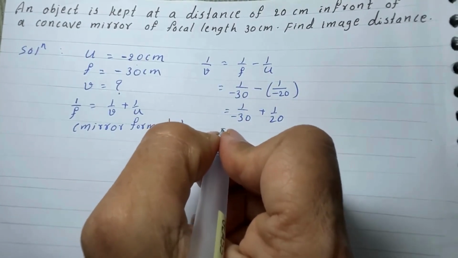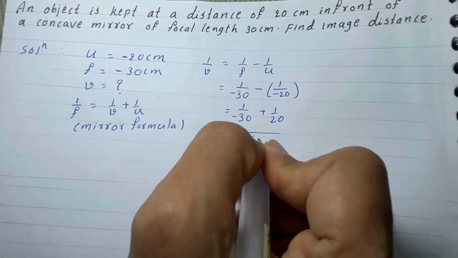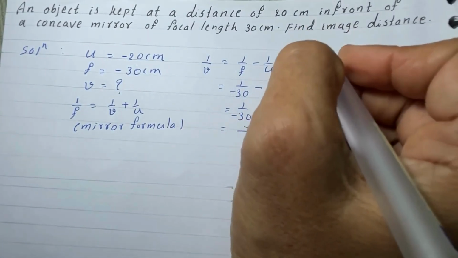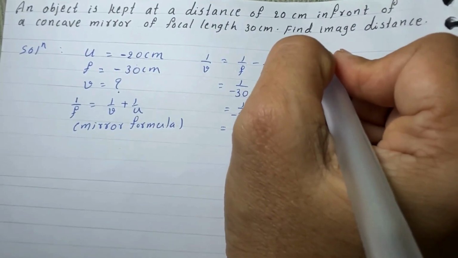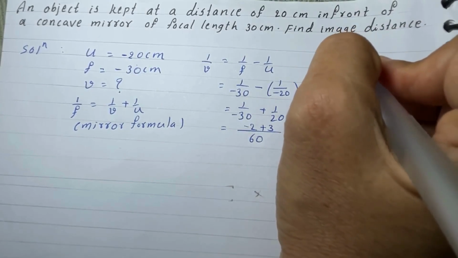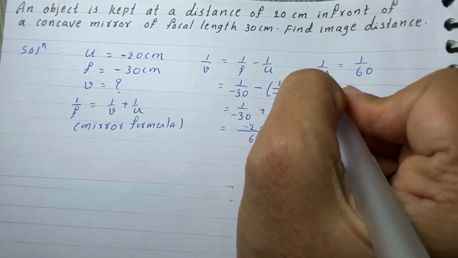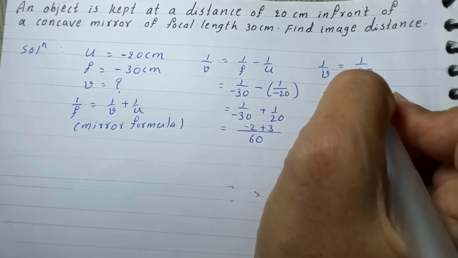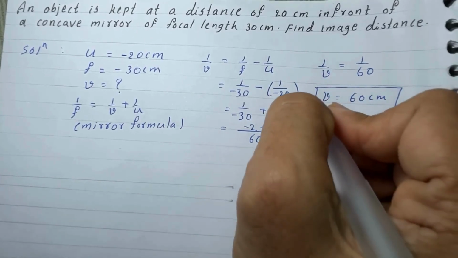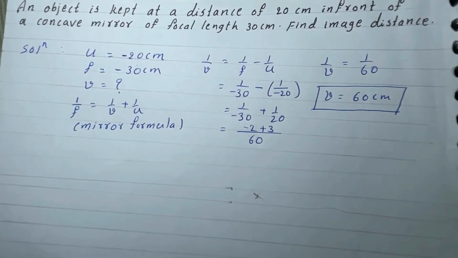Here 60 is LCM, minus 2 plus 3. So, 1 by V is equals to 1 by 60. From this, V is equals to 60 centimeters. So, this is our answer.